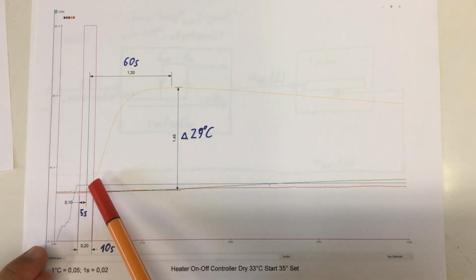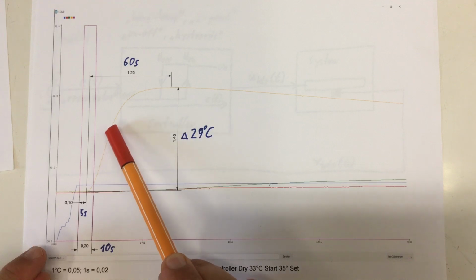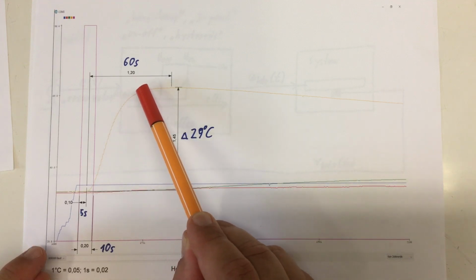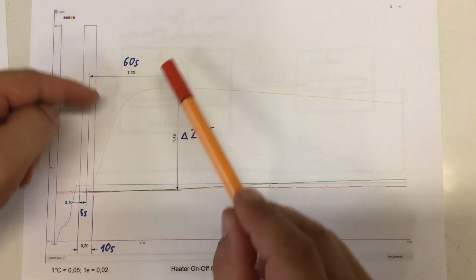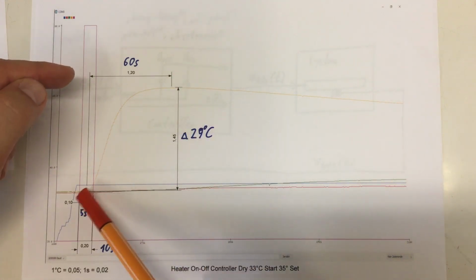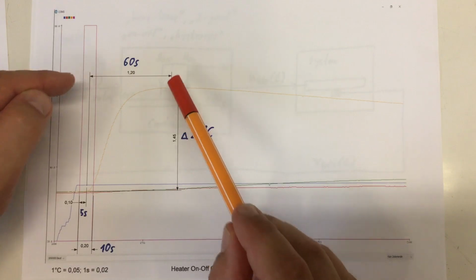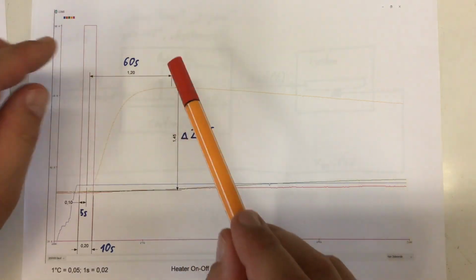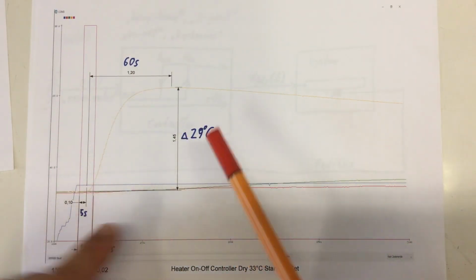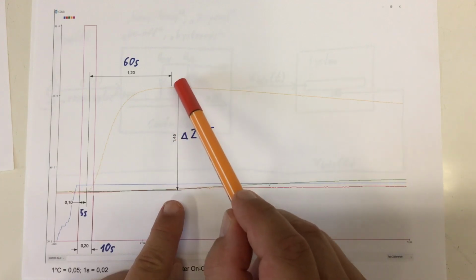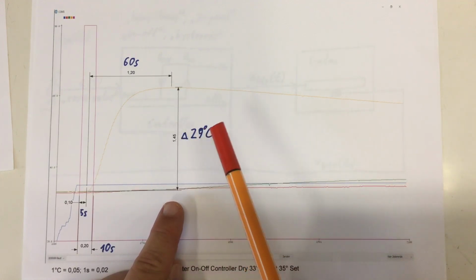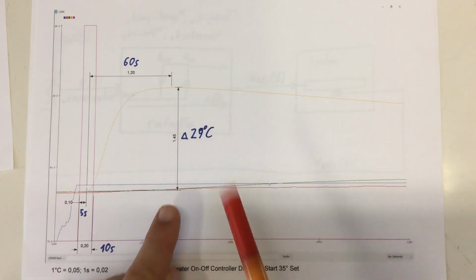But then the temperature kept rising and rising for a total time. From the start, it started to rise until it reached the peak about 60 seconds, and we increased the temperature of the sensor by 29 degrees C.